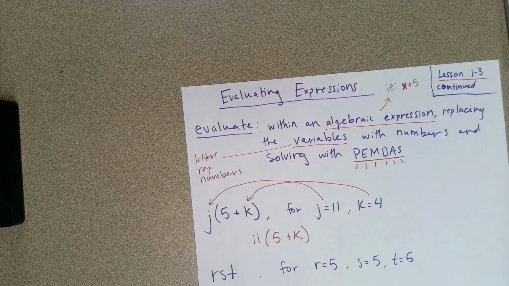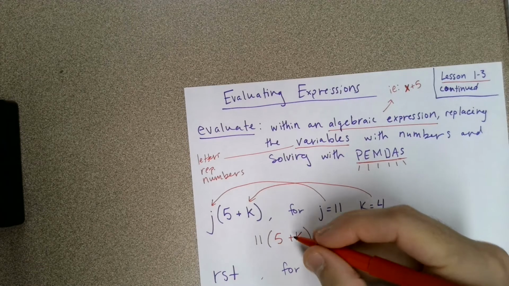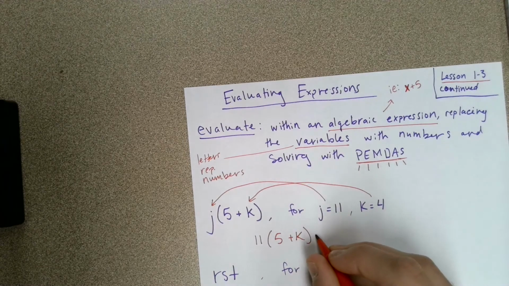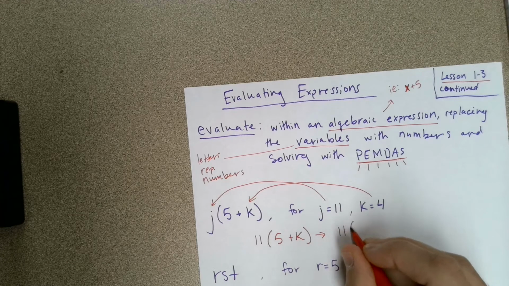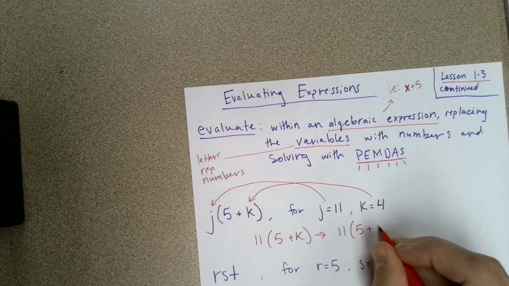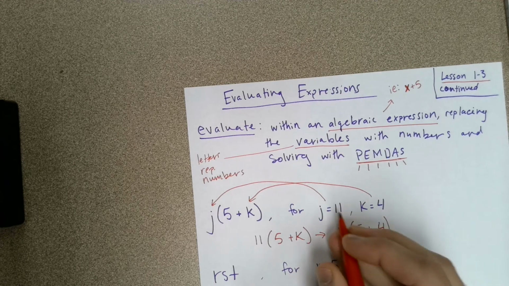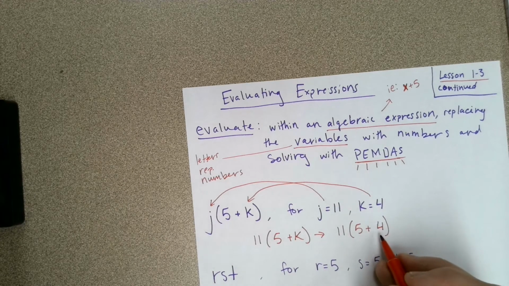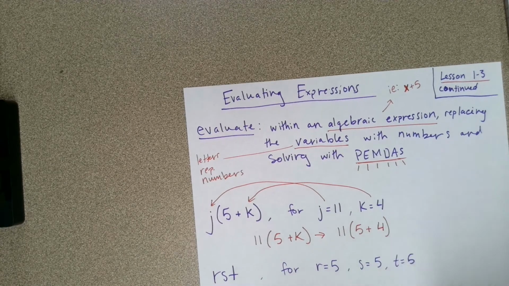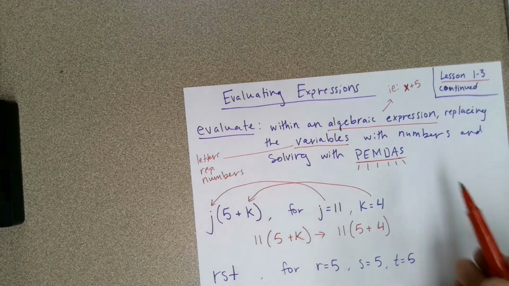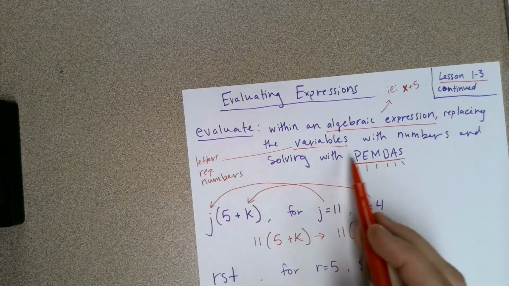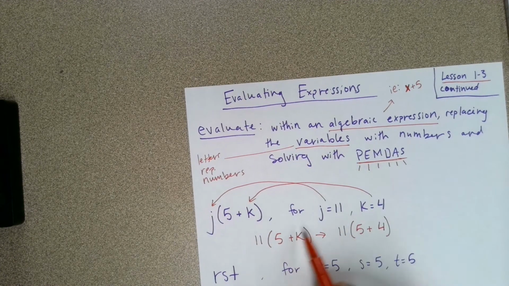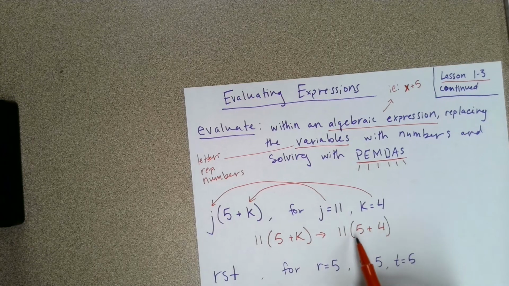Perfect. Oh, I should have replaced this as well. So that's going to become 11, 5 plus 4. So there we have our j equals 11, our k equals 4. I plugged those right in. So we replaced, by definition, replaced the variables with the numbers. We did that already. These were our variables. We replaced them and got this.